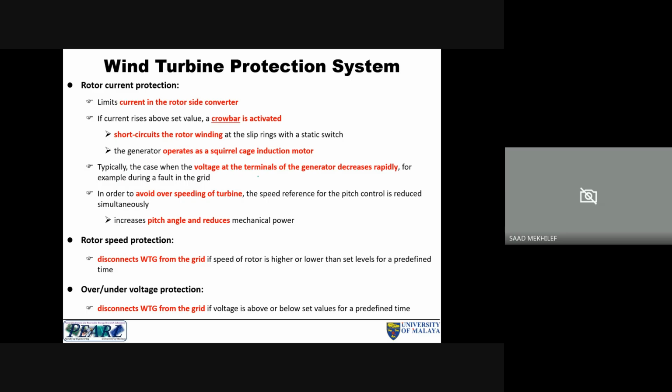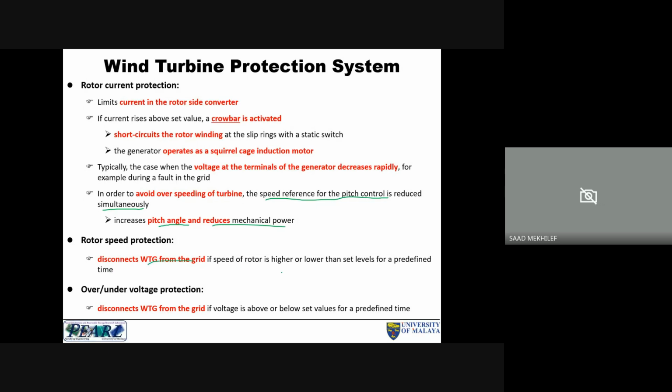Typically, in this case, voltage at the terminals of the generator decreases rapidly. I think that's a very good short circuit. And then, because of the overspeeding turbine, the speed reference of the pitch is reduced simultaneously. So we use the pitch to reduce the speed, and the pitch angle reduces the mechanical power. And last one, if this does not work, we have what we call the rotor protection, which is the disconnect from the grid.